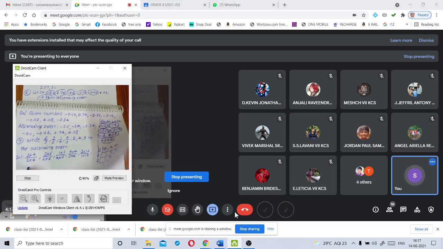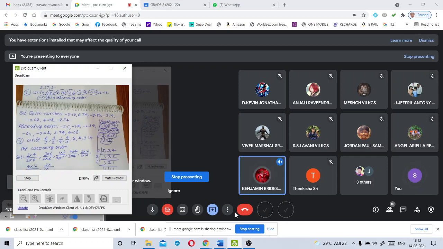Next, similarly, 4. Which number should be multiplied to get 12 in the denominator? 12 only. Yes or no? Yes, sir. And the last number, 3 can be written as 3 by 1. Which number should be multiplied by numerator and denominator? 12. Yes, very good.